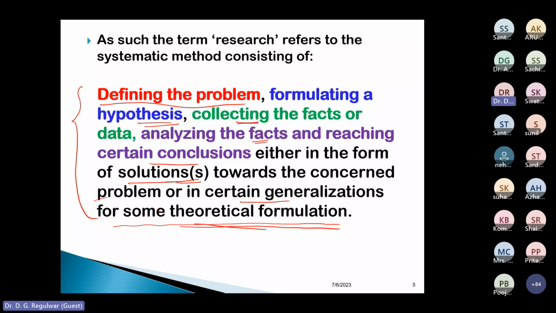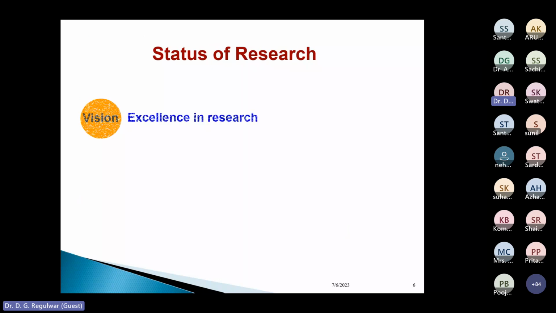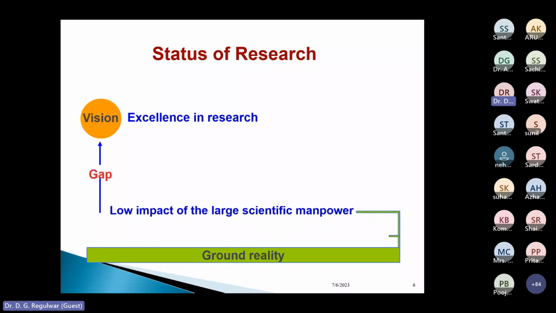Okay, so status, if you see, everyone wants vision, excellence in research. If you check every institute's vision and mission, somewhere the research is there, excellence in research. That is a vision. But what is the ground reality? The low impact of large scientific manpower.